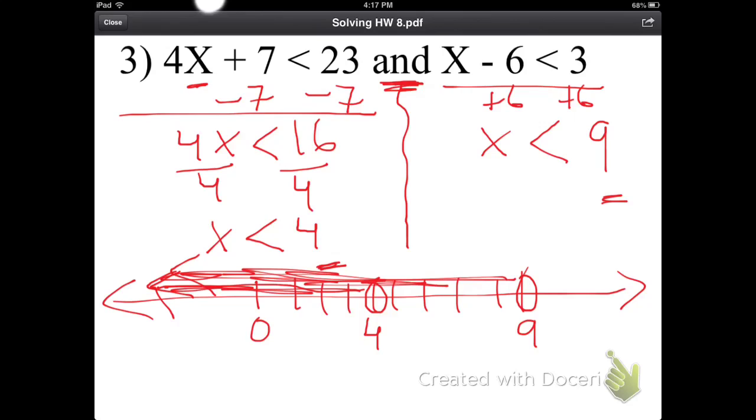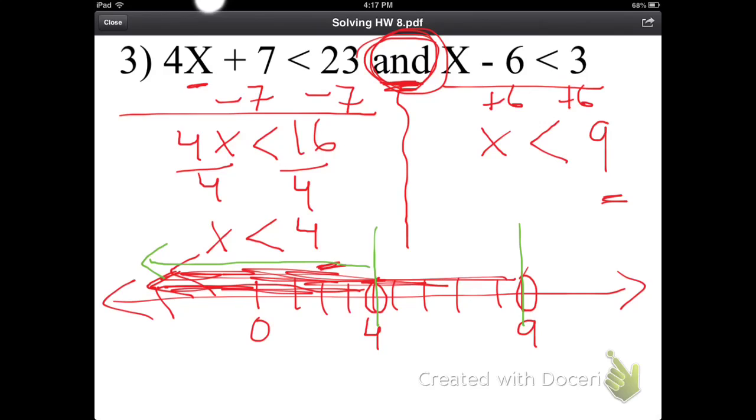Alright. And since we're at an AND situation, the only part of this graph that's part of the actual solution is anything that got shaded twice. So here I'm going to put a new color real quick. This section here between 4 and 9 only got shaded once. So that part is not part of our solution, but everything left of 4 is part of our solution.